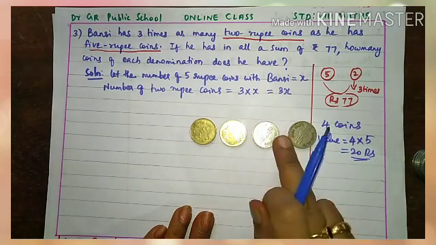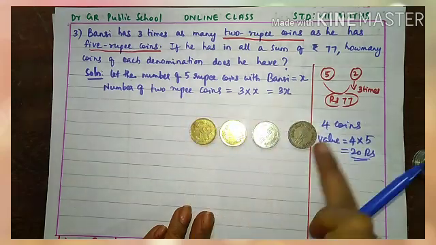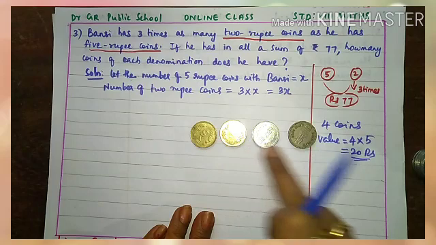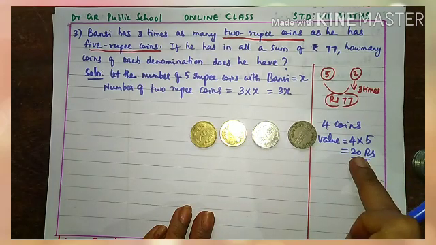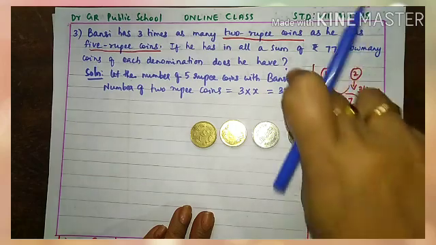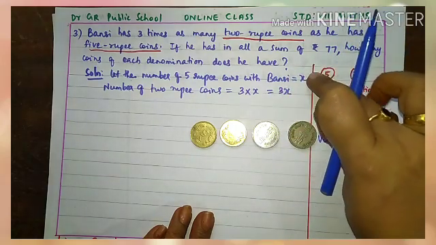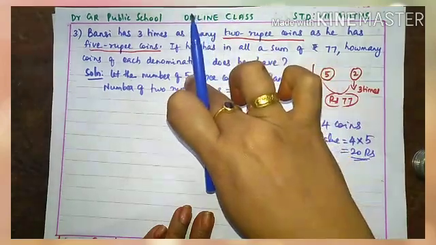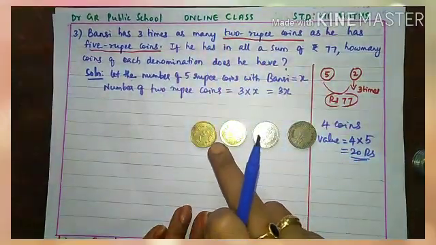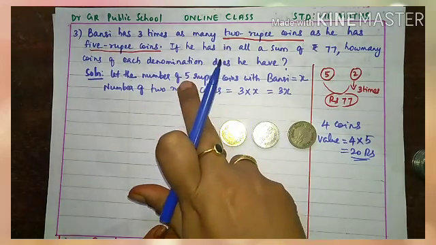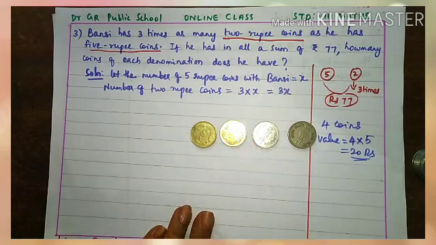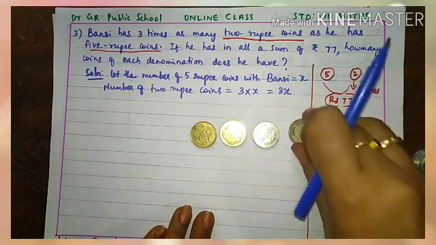So what is the meaning? When you multiply the number of coins into the value of one coin, we get the total amount. Okay, so this way we are going to find the value here also. Here you see x is the number of 5 rupee coins. So to get the value of 5 rupee coins, what you want to do is multiply this 5 into this number x. Okay, so that is the meaning.